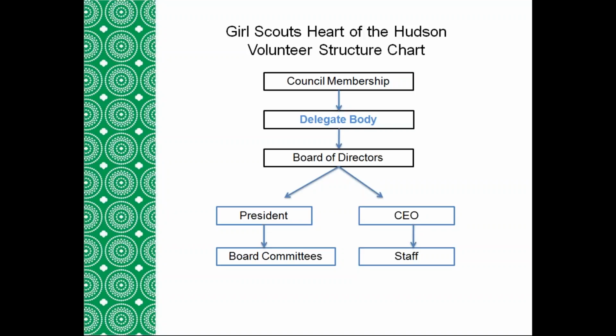The number of delegates is determined by the number of girls registered by September 30th of the previous year. So for example, the delegates for this 2017 membership year are determined by the number of girls registered in the service unit as of September 30th, 2016. Each service unit is entitled to elect 2 delegates regardless of the number of girls registered, and each service unit may elect an equal number of alternate delegates who also serve a 3-year term.